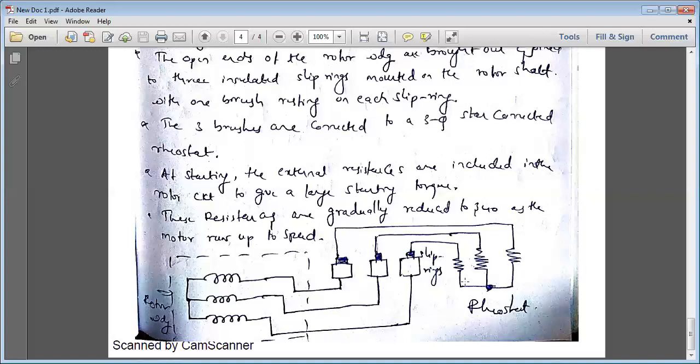Dear students, I will stop at this point. We have discussed the introduction to the induction motor, advantages and disadvantages, and the construction of the induction motor, that is stator and rotor. In the rotor, we discussed the squirrel cage rotor and the slip ring induction motor. In the next video lecture, I'm going to cover the working principle of a three-phase induction motor.